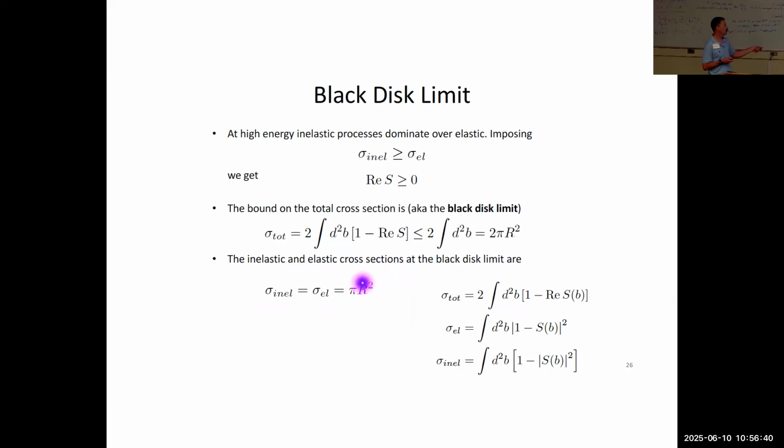They each come with the same cross-section of pi r squared, and their sum gives us 2 pi r squared, which is the total cross-section. This is still not a trivial result, right? We're talking about very, very high energy scattering, when things are breaking up left and right. But the point is the elastic cross-section is still half of the total cross-section.